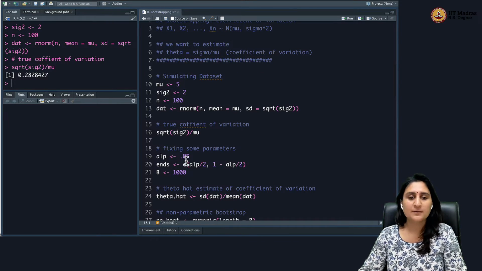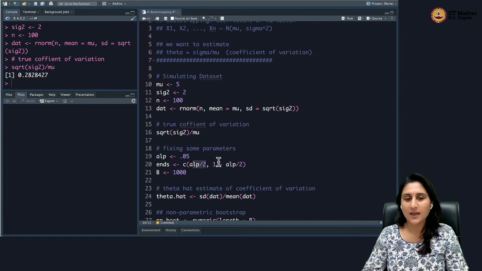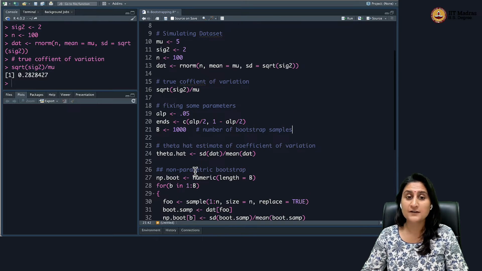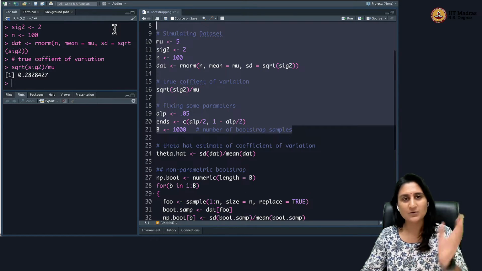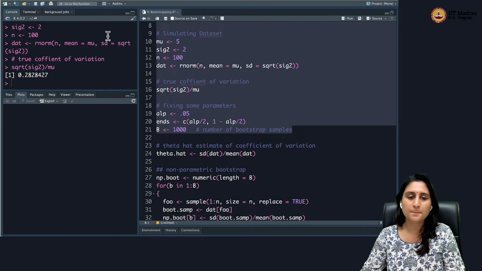I'm going to fix some parameters in order to make my final confidence interval at the end. I need an alpha value, so I'm fixing that at 0.05. The probabilities for the quantiles are going to be alpha by 2 and 1 minus alpha by 2. Then capital B is the number of bootstrap samples, and I'm going to fix that at 1,000. Up until now, I'm doing housekeeping: I'm generating data and setting up my system.